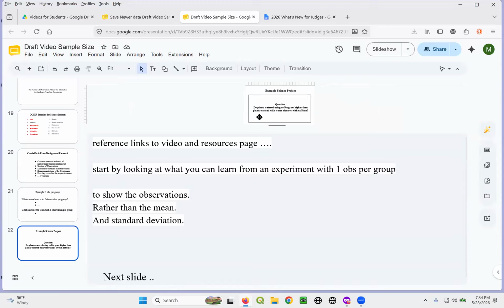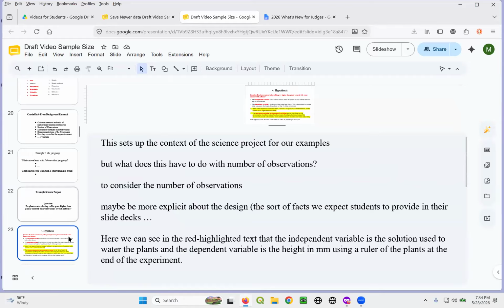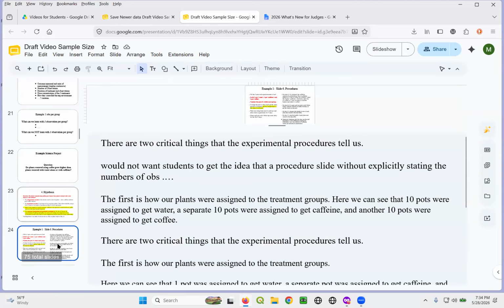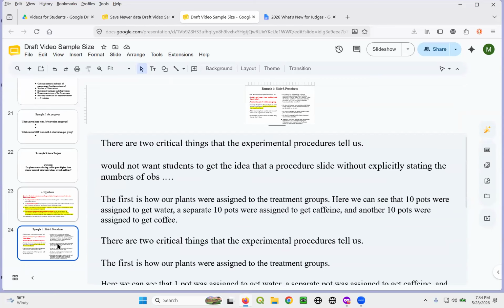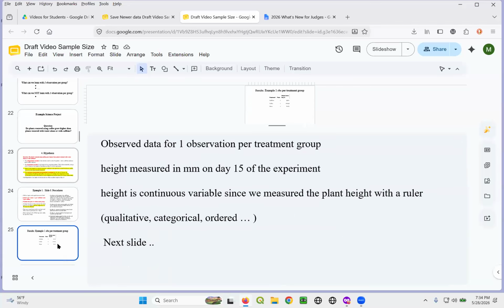The hypothesis, not quite sure we want to say at that point. And the procedures sets up the context. The observed data for one observation per treatment group. This is height measured in millimeters on day 15 of the experiment. Height is a continuous variable since we could measure it with a ruler.